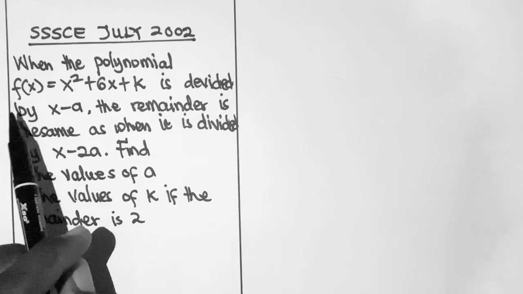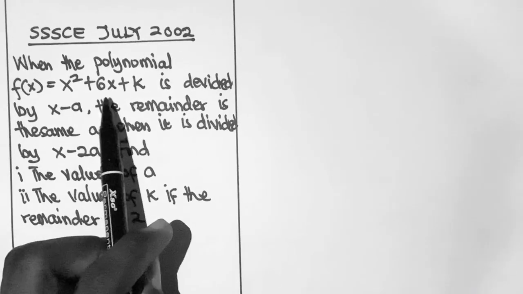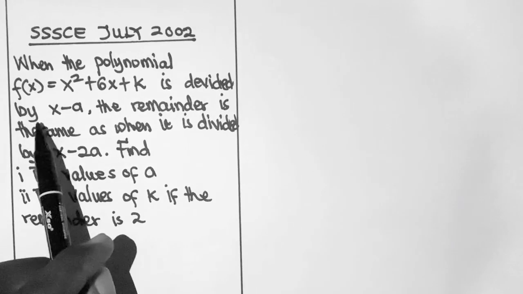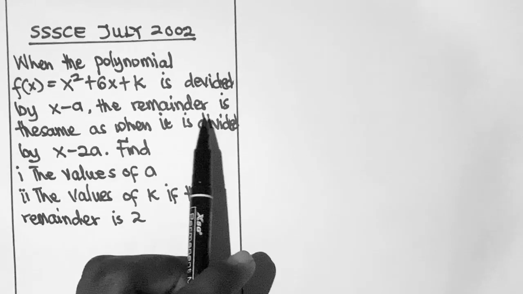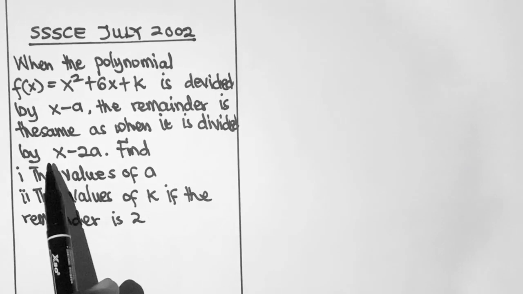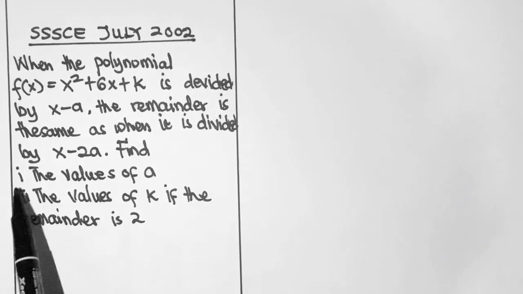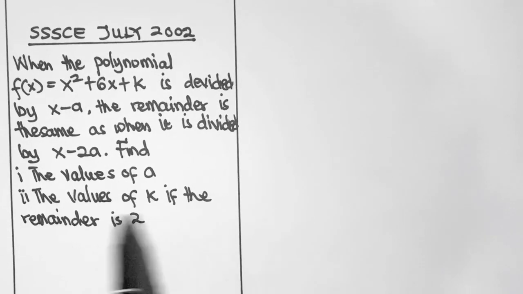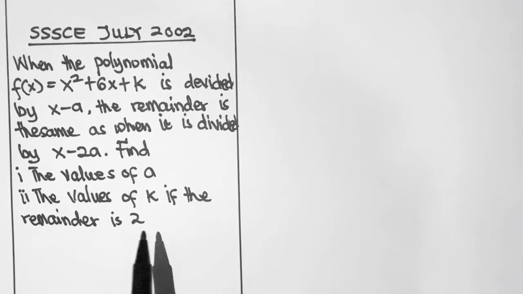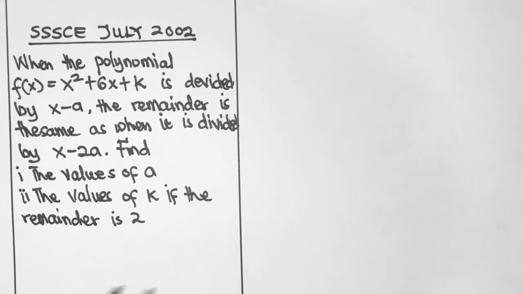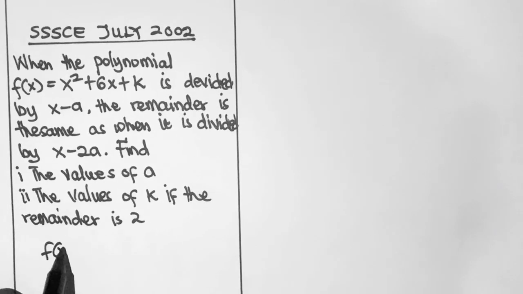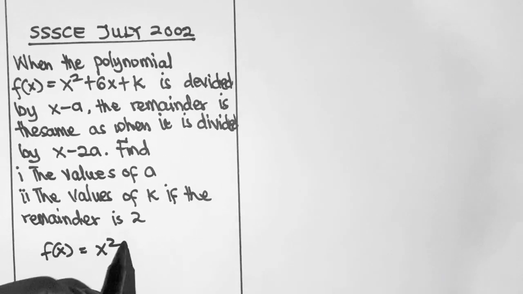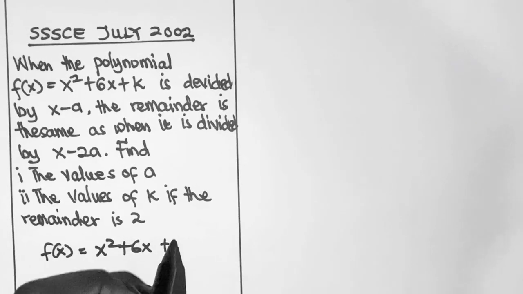When the polynomial f of x equals x squared plus 6x plus k is divided by x minus a, the remainder is the same as when it is divided by x minus 2a. Find I, the values of a, II, the values of k if the remainder is 2. So let's start with the first part. So the polynomial f of x is equal to x squared plus 6x plus k.